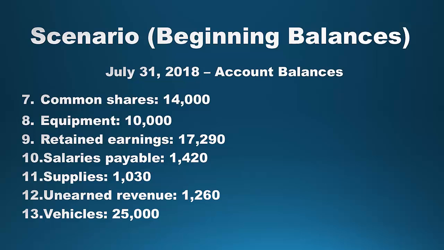You can see we've got a mix of assets like cash, vehicles, and equipment, along with liabilities such as accounts payable, unearned revenue, and a bank loan payable. And of course, we also see equity items like retained earnings and common shares, which show the owner's investment and profits kept in the business.